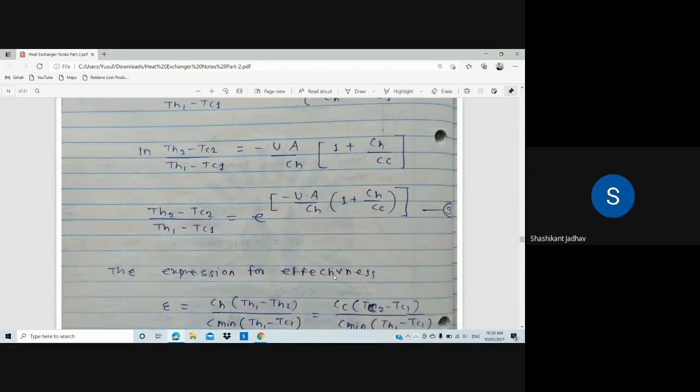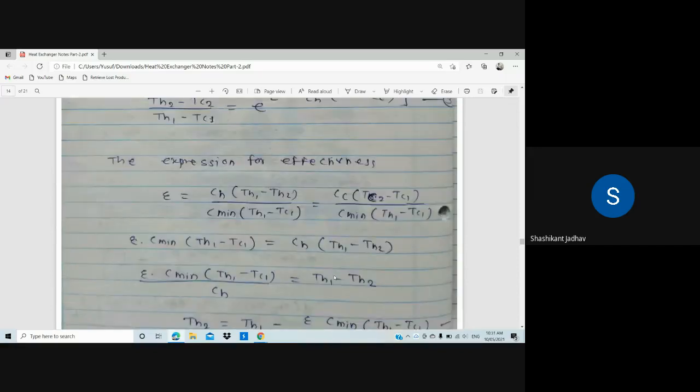Okay, so already we have derived the expression for the effectiveness. All of you write down the expression for the effectiveness. Epsilon is equal to Q actual divided by Q maximum. So what is the equation for the Q actual? That is CH into bracket TH1 minus TH2, or if it is the cold fluid, CC into bracket TC2 minus TC1. The denominator will be the same, because Q max is the maximum temperature difference into the minimum heat capacity. So C minimum into TH1 minus TC1. This is the Q maximum.